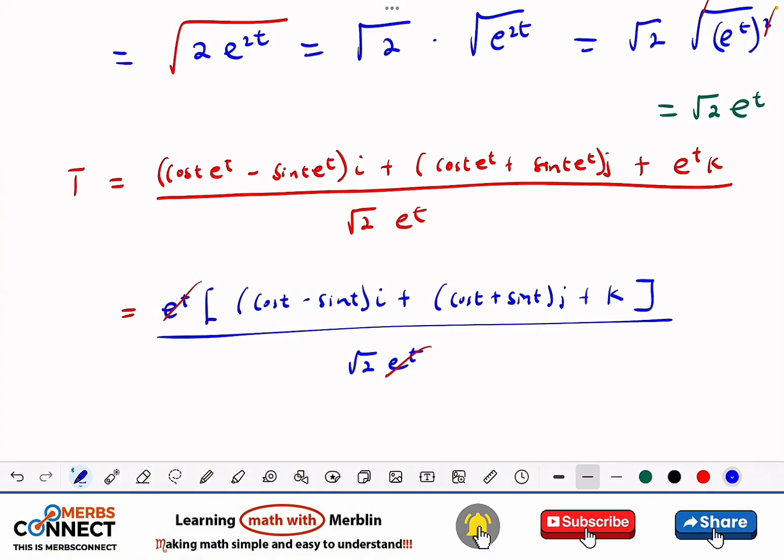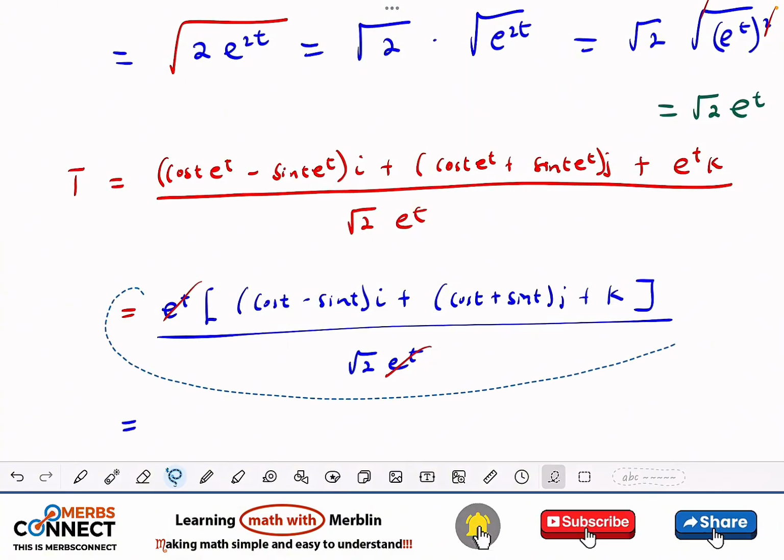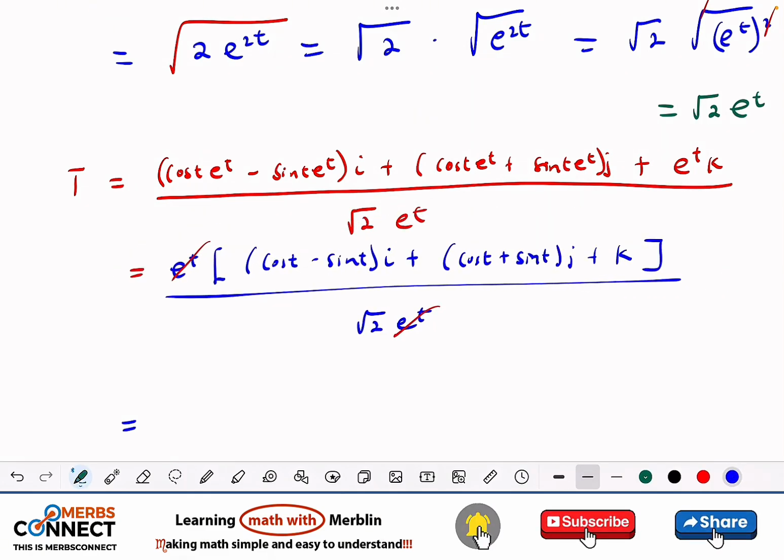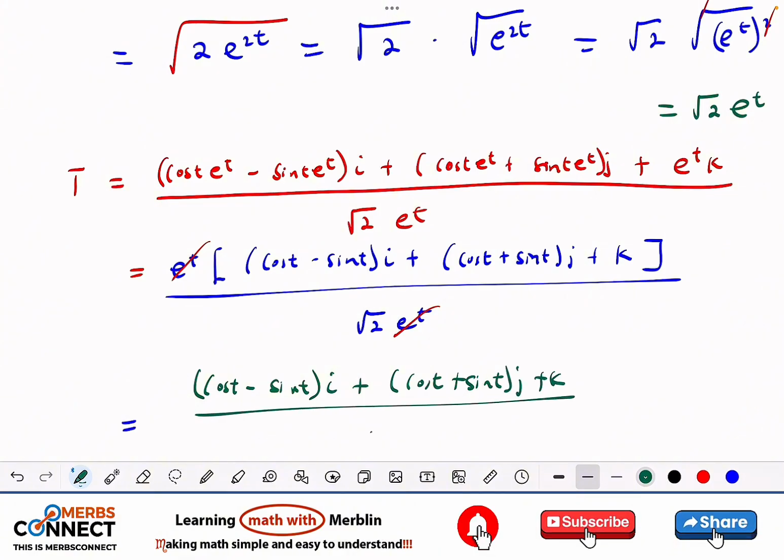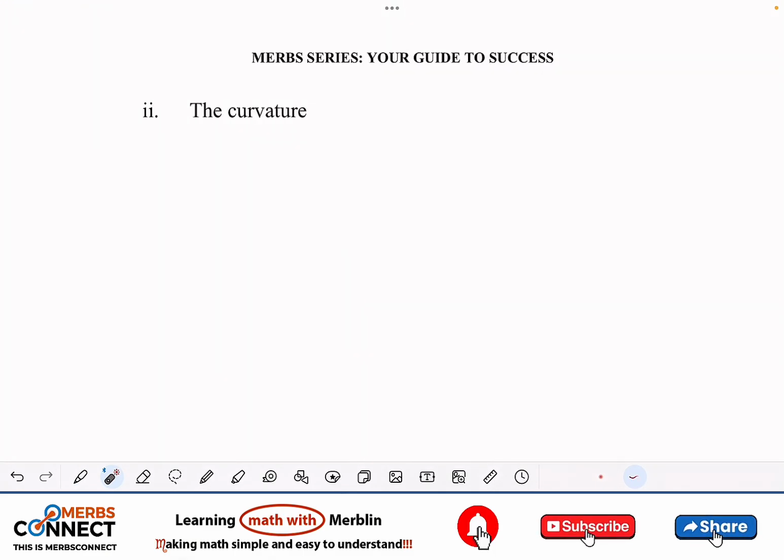So it means that now this one was simplified to (cos t minus sin t) i plus (cos t plus sin t) j plus k, divided by square root of 2. So this is the unit tangent that we are going to get, right? So basically that is how the thing is. You should be able to know how to do the simplification very well, and then you are okay to go. Now I did the simplification because we are going to use this one here to calculate the curvature, right?